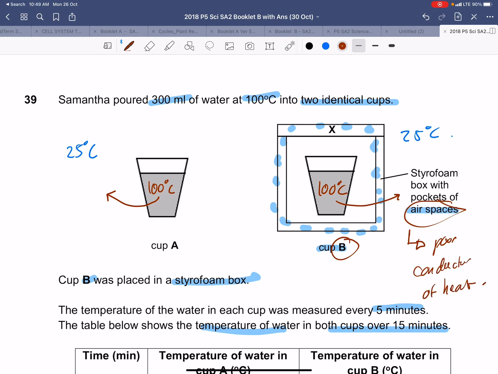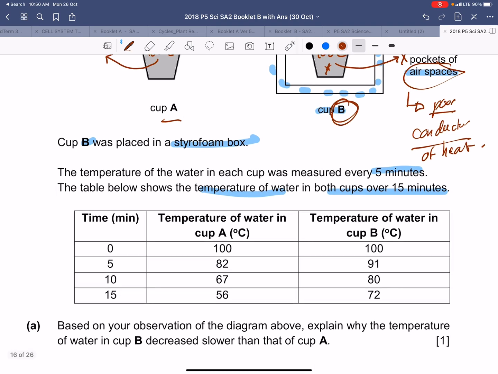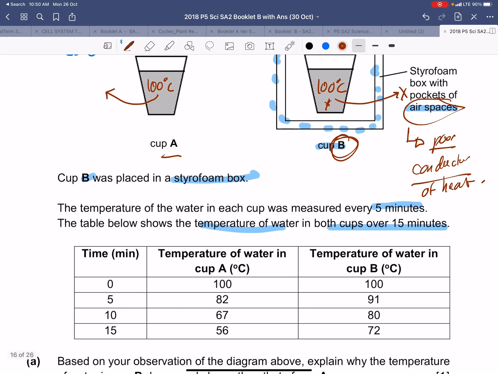Okay, take note, please do not use the word insulator of heat, use poor conductor of heat. So what happens is that the rate of the heat traveling across from this region to this region here is going to slow down, and this will slow down heat loss and causes the temperature of cup B, or the water in cup B, to maintain at a higher temperature for a much longer time as compared to A. So this is actually my hypothesis even before looking at the results. So looking at it, is my prediction correct based on my explanation?